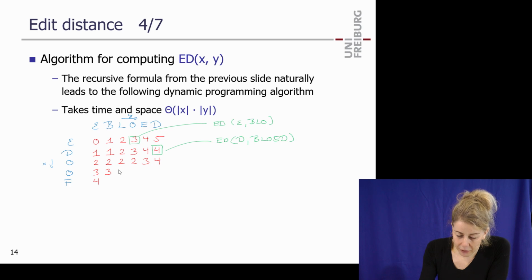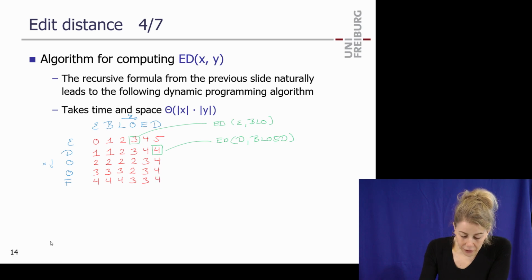Maybe I now do it a little bit quicker. Here, O and O, the same character, and there's a 2. So I can do 2 here, 3, and 4. And now, okay, here I have 4, 4. Here it's 3. Here it's 3. And now it's 4. Okay.